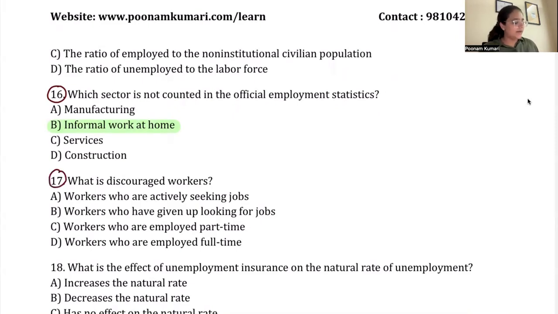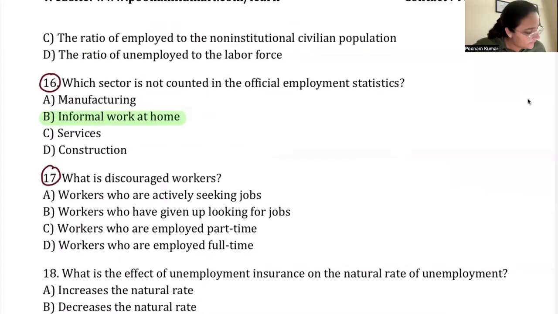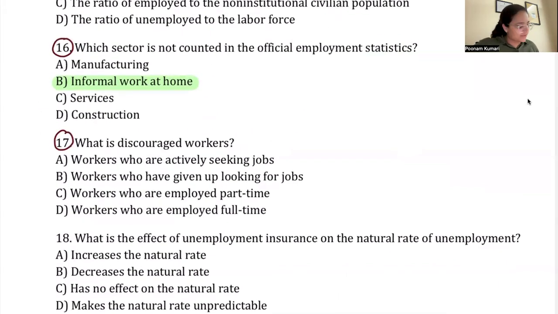Okay. Question number 17. What is a discouraged worker? B. Workers who have given up looking for jobs. Sorry, part B. Okay, sorry. I thought you were talking about some previous question. Yes, question number 17. Who is a discouraged worker? B. Workers who have given up looking for jobs. So the people who wanted to work, but they have looked and felt disappointed so many times that they've decided to give up looking for jobs, right? So part number B.